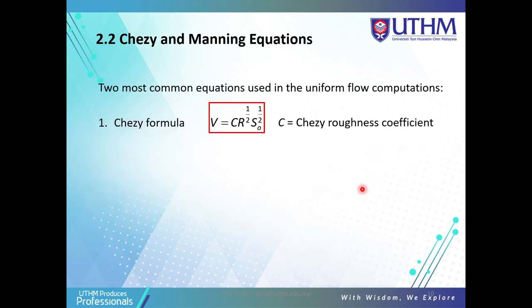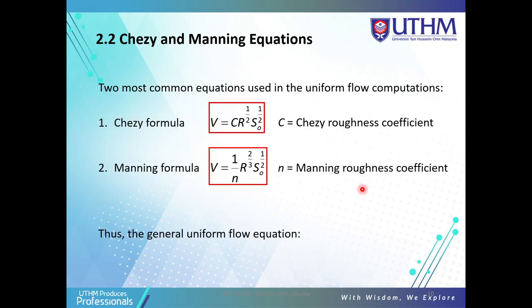We use the Chezy and Manning equations. These are the two most common equations used in uniform flow computation. First, the Chezy formula: velocity V is equal to C, the Chezy roughness coefficient, times the hydraulic radius R to the power of 1 over 2, times S naught to the power of 1 over 2.